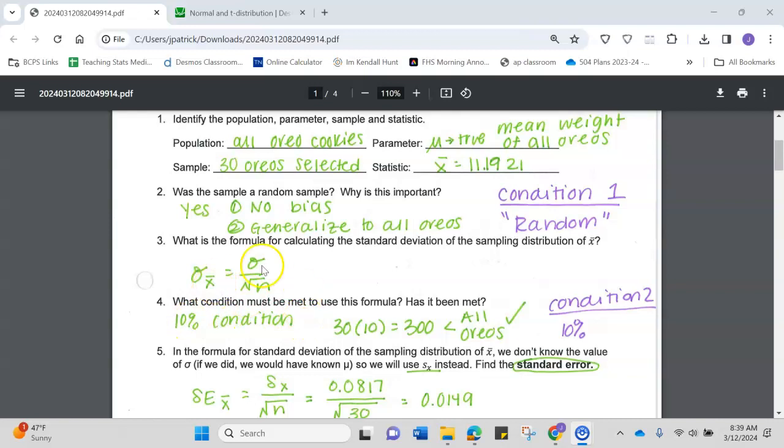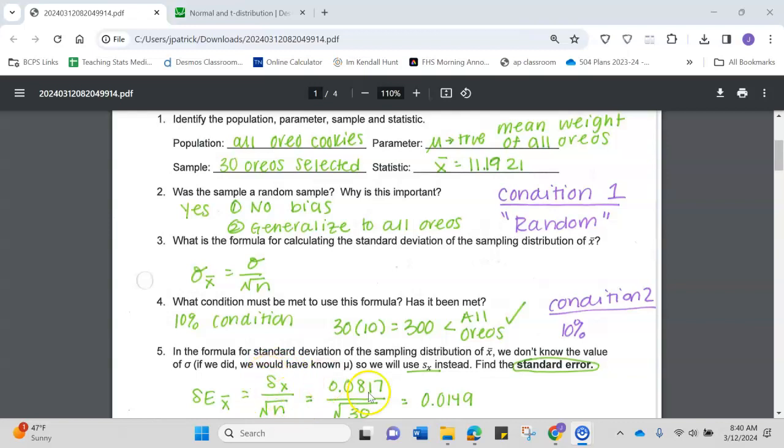So again, before we can even begin to use this formula, we have to check the 10% condition. Let's jot down that's condition 2. You guys are used to that. But when you are creating a confidence interval or significance test for means, and you use the standard deviation from your sample, instead of the standard deviation from the population, because we just don't know it.